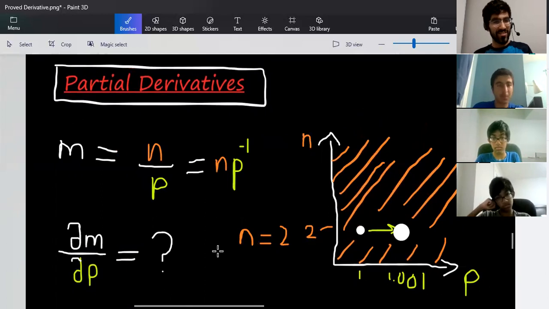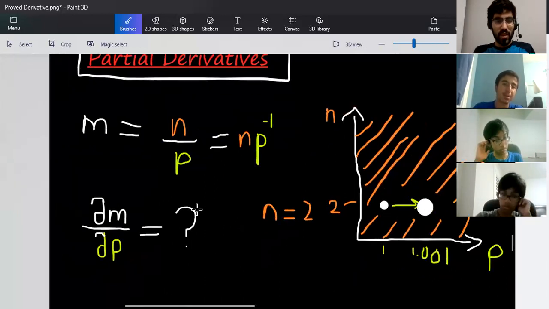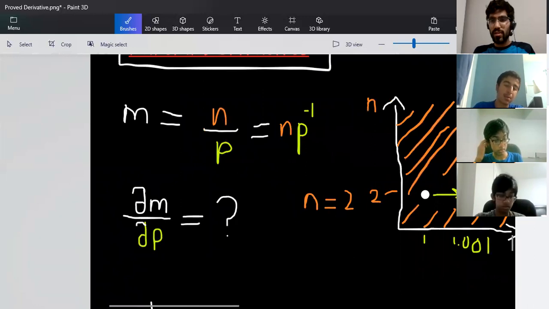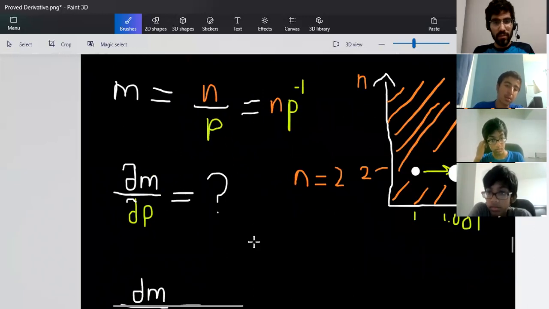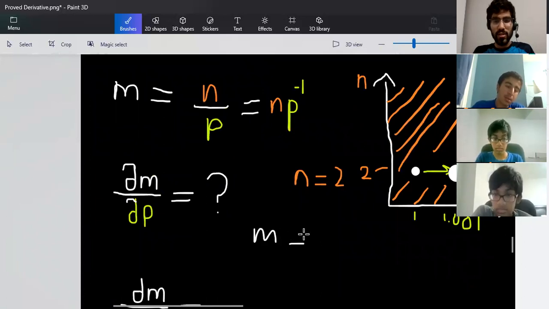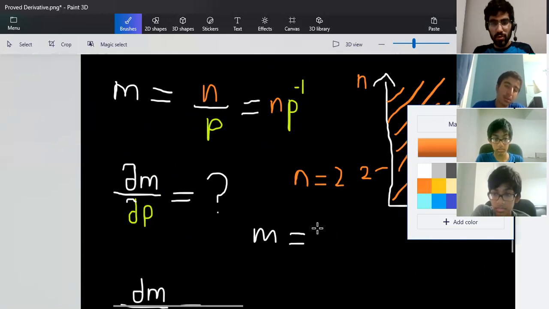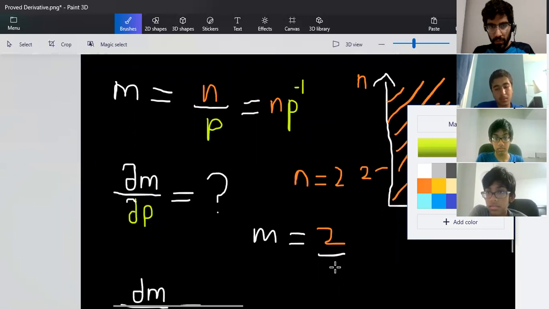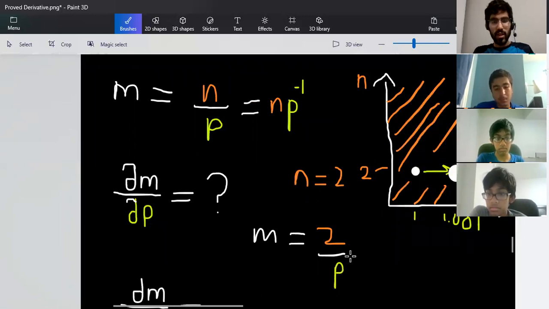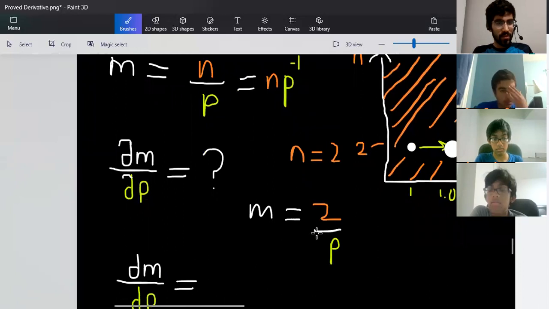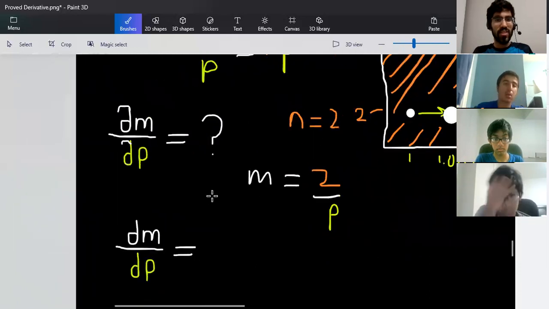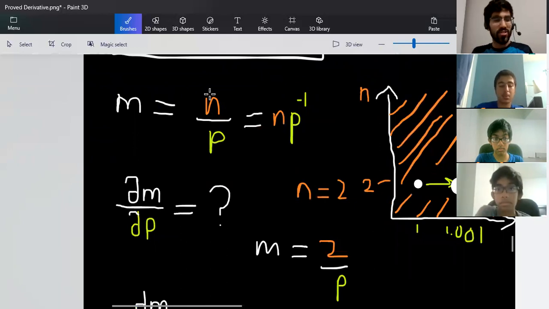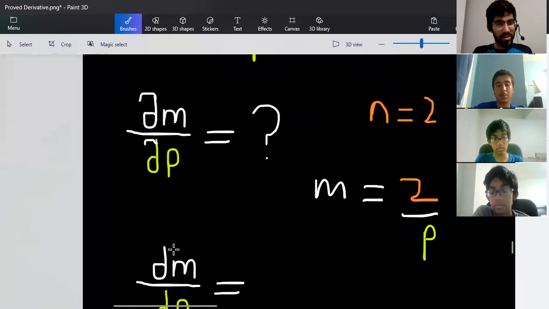So if we did that, it's like we're saying our equation is m, and we're going to freeze, we're going to lock the 2 in place. It's like we're saying m is equal to 2 over p. We're locking n to a constant. That's how we solve partial derivatives. We just pretend that the other value is a constant. We don't have to worry about it because right now we're dealing with something else.